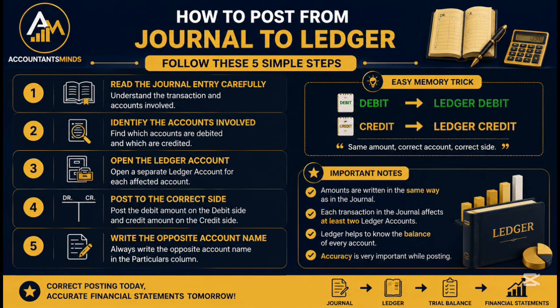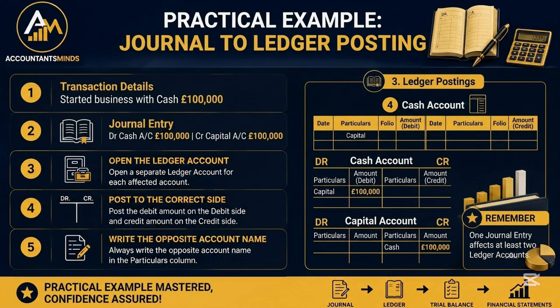Here's an easy memory trick. Journal debit, ledger debit. Journal credit, ledger credit. If you remember this rule, posting becomes much easier. Also remember, the amount remains the same. Every journal entry affects at least 2 ledger accounts. The ledger helps us determine the balance of each account. Now let's apply these steps using a practical example.